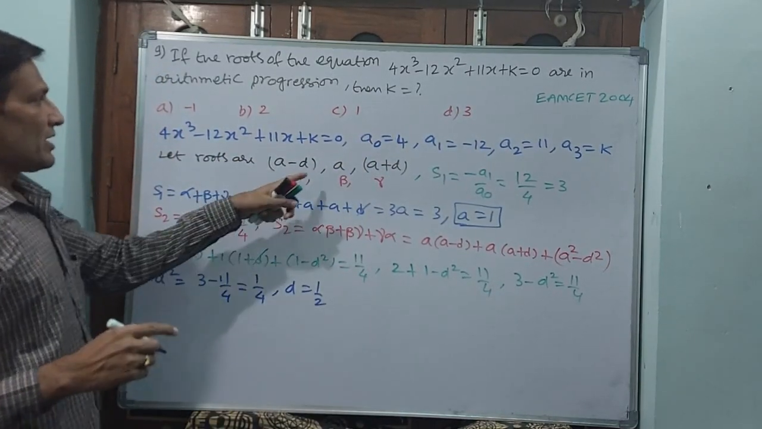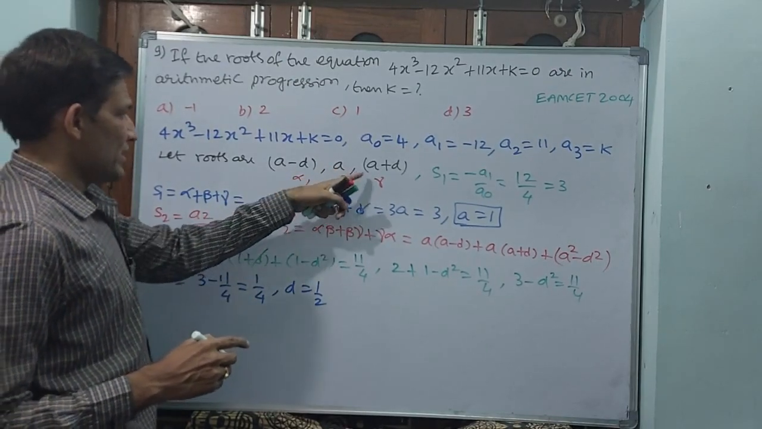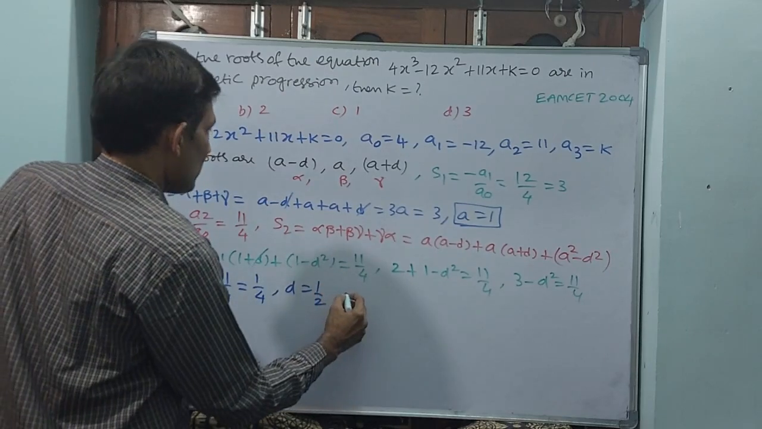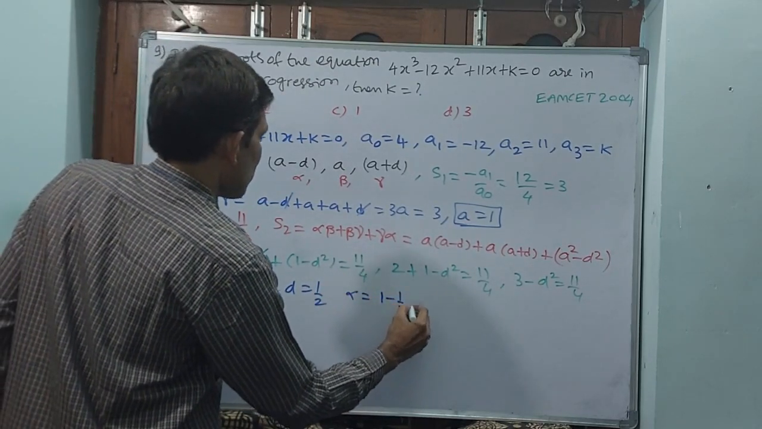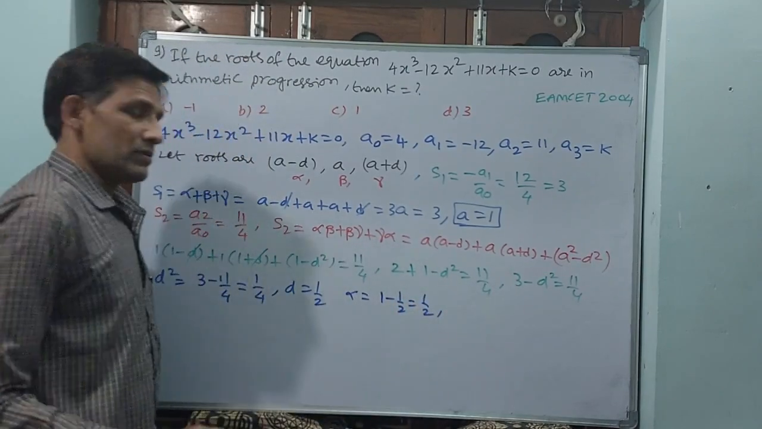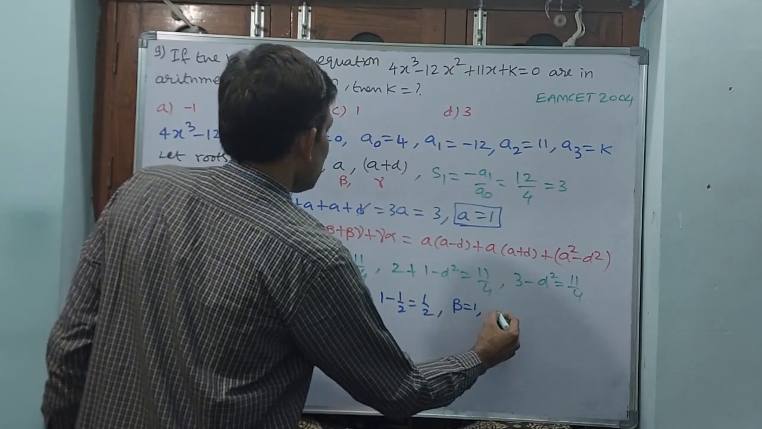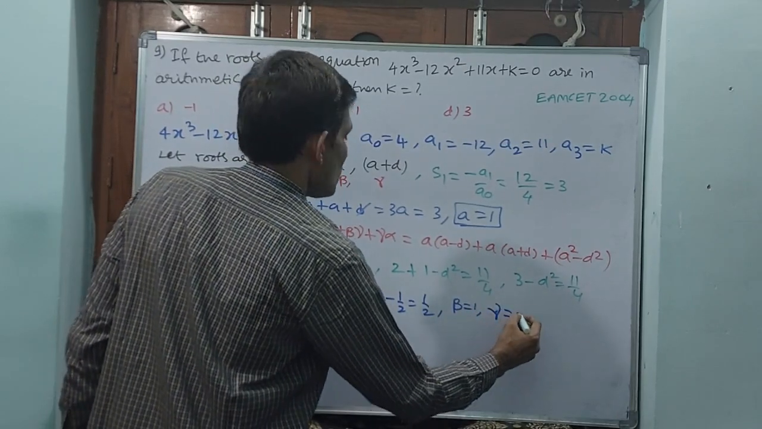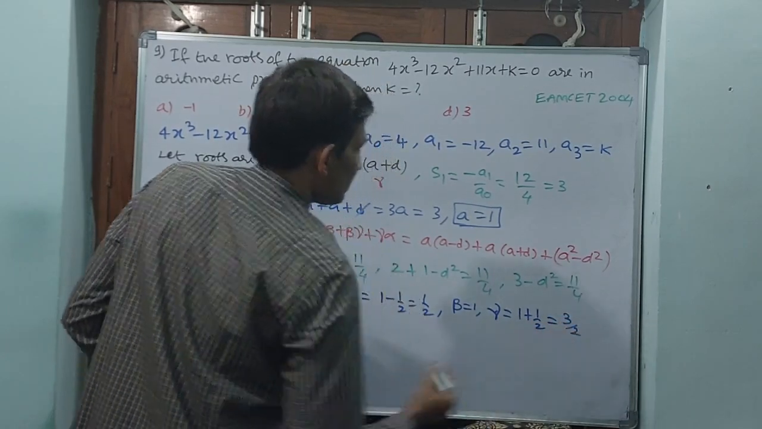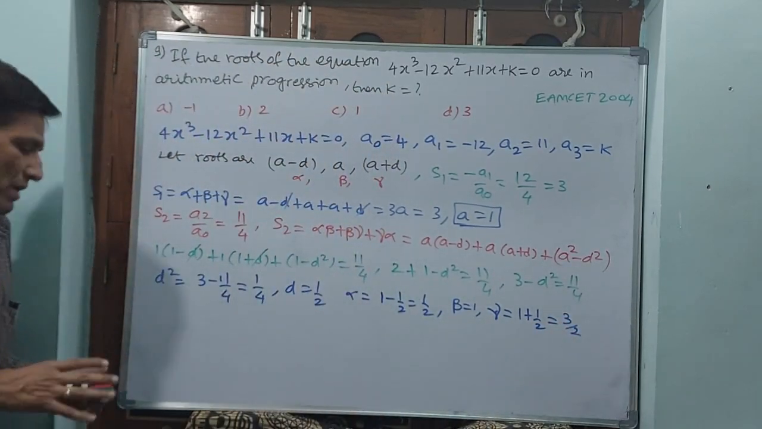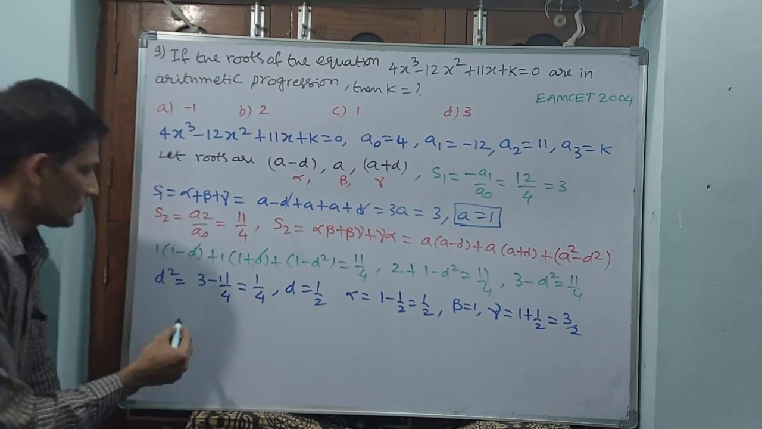But wait. D can you find? Yes, sir. D. A minus D, A plus D. You see, alpha is equal to 1 minus 1 by 2, that is equal to 1 by 2. Beta you know, and gamma is equal to 1 plus 1 by 2, that is equal to 3 by 2. Okay? 3 by 2. Let it be. But let us go for S3 also.